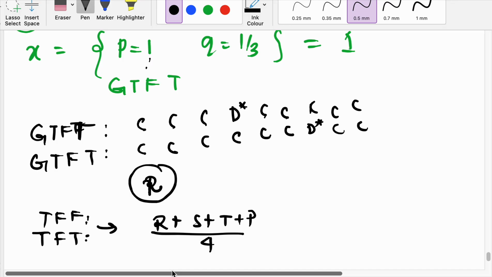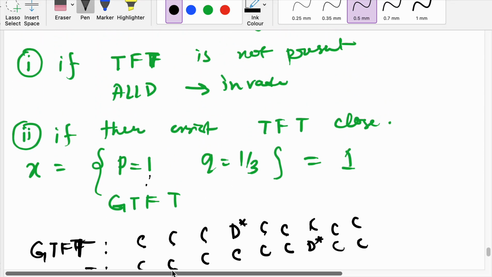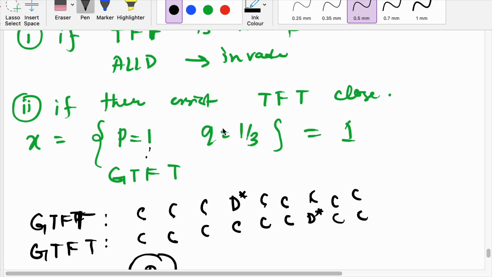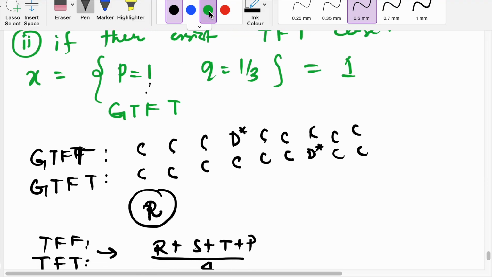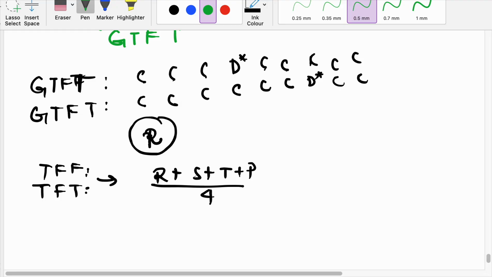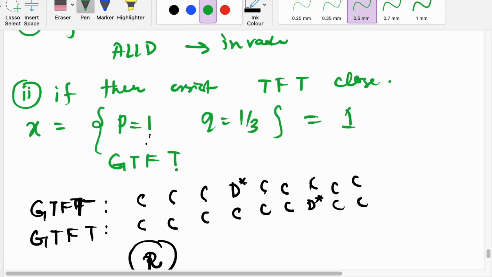And in the presence of TFT, GTFT could invade a population of all D. Now, why is this Q 1/3? That is the question. The simple reason is that, since no time is left, in the next class I will show you the code and present why the value of Q is 1/3, because you see Q needs to be such that it can invade all D.